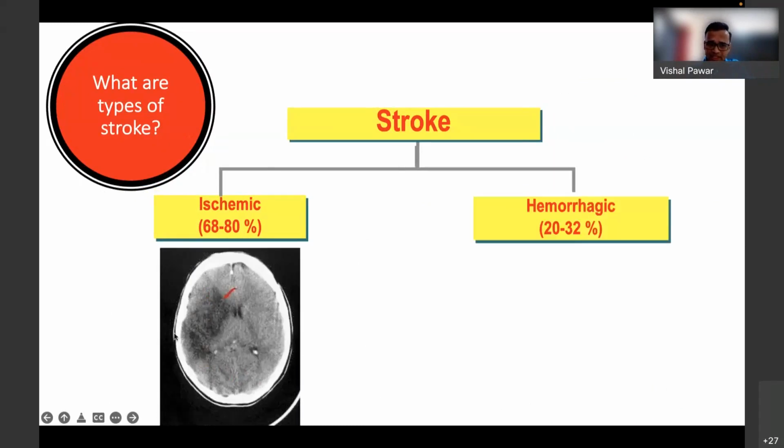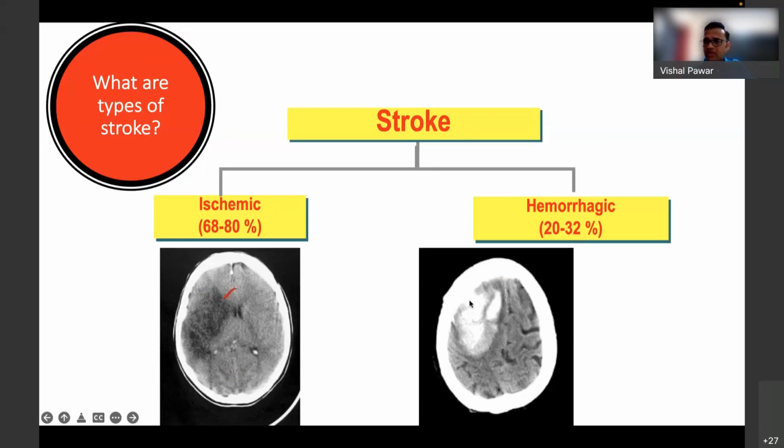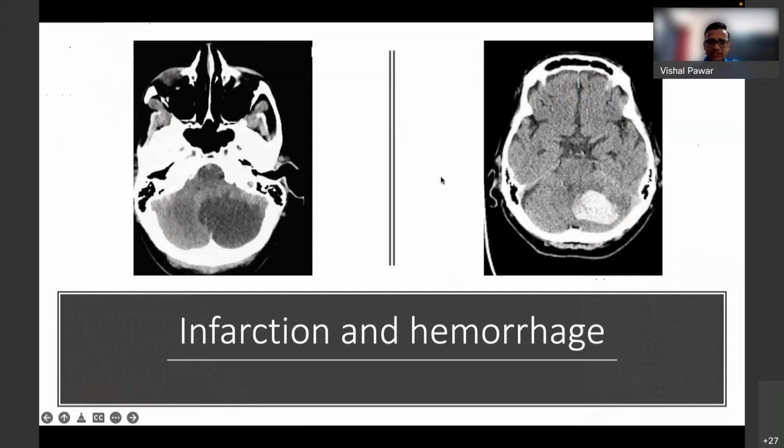If we do a CT scan after 24 to 48 hours, there will be hypodensity in case of ischemic stroke. In case of hemorrhagic stroke, there will be hyperdensity. The most common cause is hypertensive hemorrhage, but there are of course other causes. Hemorrhagic stroke can also happen because of subarachnoid hemorrhage. Subarachnoid hemorrhage is seen in less than 5% of cases of stroke. So this is in the posterior circulation.